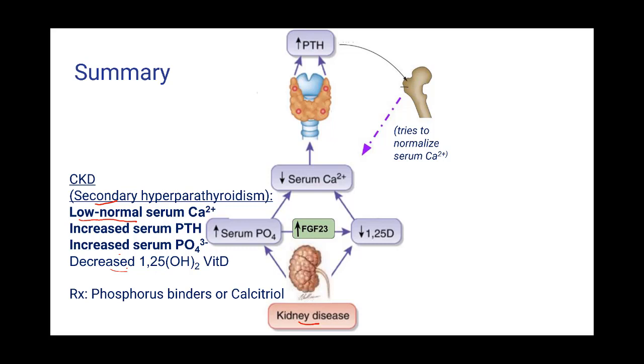How do you treat this condition? If you want to try to bring the parathyroid hormone levels back to normal, you're going to have to find ways of decreasing serum phosphorus level through the use of phosphorus binders, or you would need to find some way of increasing calcitriol by supplementing the patient with calcitriol. And that way we try to bring the parathyroid hormone levels back to normal to prevent bone breakdown.